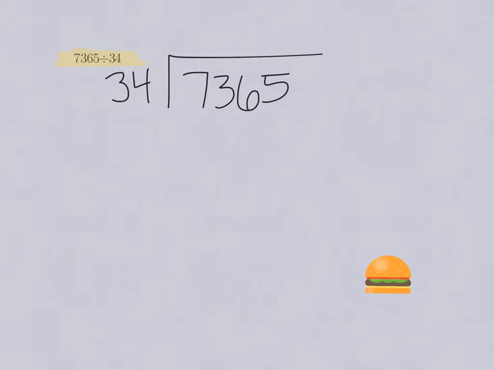So let's take a look. Let's move our hamburger up here and cover up some of our numbers. Can 34 go into 7? No. So I'm going to put my 0 up there. It goes in 0 times. And then I'm going to slide this over. Can 34 go into 73? I know it can definitely go in once. Can it go in 2 times? Well, let's give it a try.